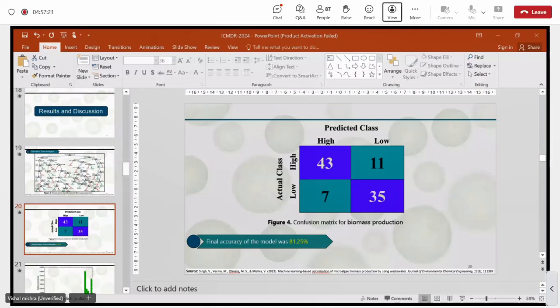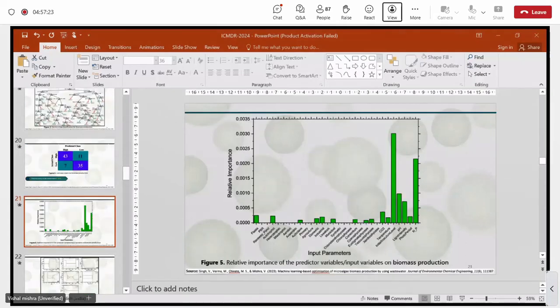We tried to develop a relative chart or bar graph, that is, the relative importance of the predictor variables or input variables on the biomass production. So on the Y-axis, we tried to plot the relative importance, and the input parameters I've tried to show on the x-axis. It is the flask size, sometimes the photobioreactor type, then raceway pond system, autotrophic mode, heterotrophic mode, mixotrophic mode, aerobic, anaerobic, autoclaved water, primary treated water, agriculture, domestic, industrial waste.